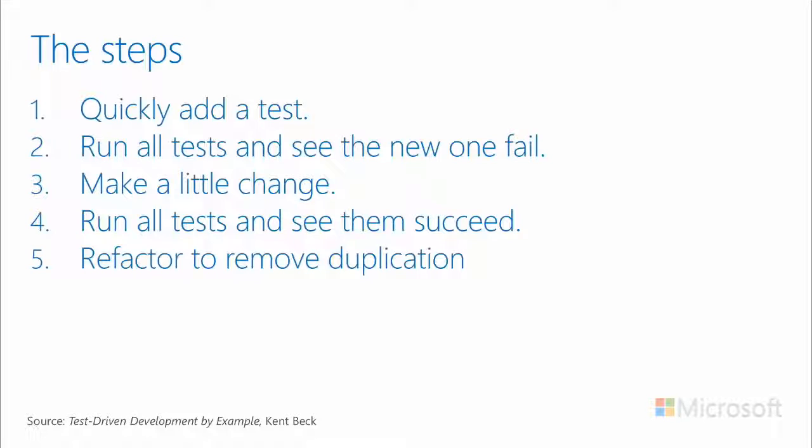I'm going to go one more. This is Test-Driven Development by Kent Beck. This is his red-green refactor cycle, and it's just 5 quick steps. Quickly add a test. I love how he puts quickly in here, right? This is not something that should take a long time. Run all the tests, see the new one fail, make a little change. Kent's very specific. This is little changes. These aren't big changes. Then we run all the tests to see them succeed. We refactor then to remove that duplication. It's very similar, but just another way of saying it.